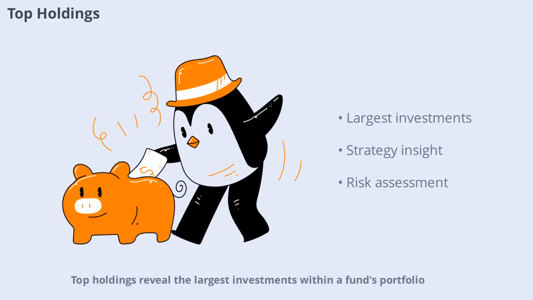Top holdings reveal the largest investments within a fund's portfolio. Reviewing these can give you insight into the fund's strategy and potential risks. Concentration in a few holdings may increase risk, while a more diversified list can offer stability. Always check the top holdings to ensure they align with your investment philosophy.